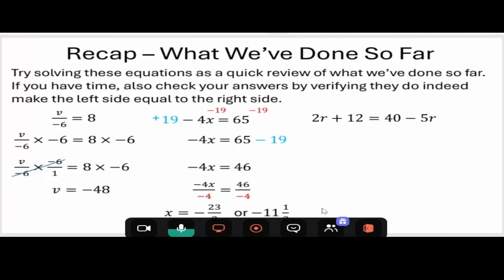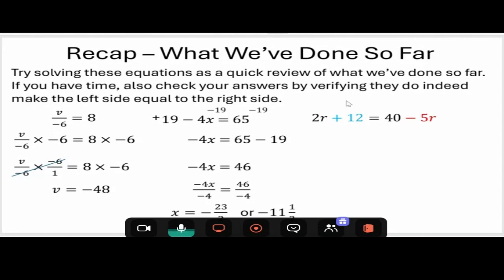And then this last one, so we notice we have some r's over here on the left, we have some r's over here on the right of the equal sign, we have some constants on the left, we have some constants on the right, and our goal for these ones is to get everything that has a variable onto one side of the equation and everything that doesn't have a variable onto the other. So I notice that plus 12 on the left, I'm going to want to get that over to the right. And the minus 5r on the right, I'm going to want to get that over to the left.